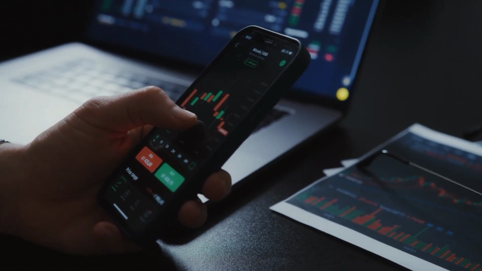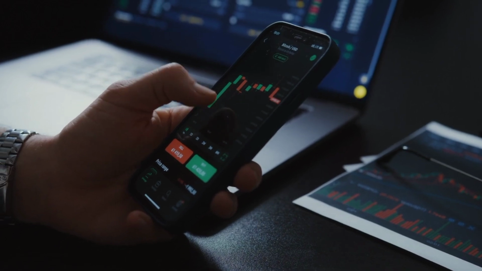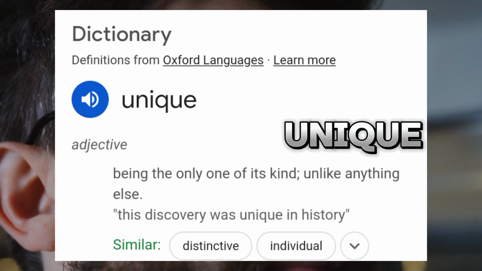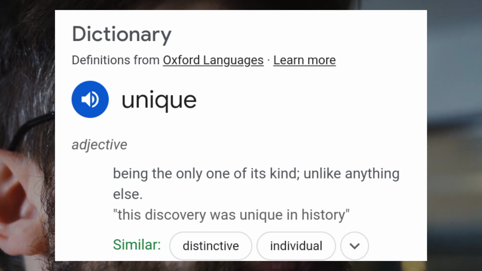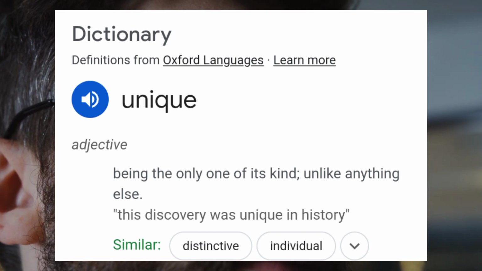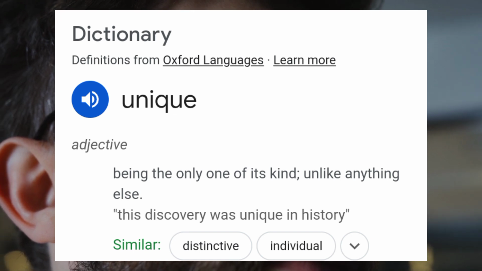When you look out for support and resistance zones on the chart, the first thing that should come into your mind is the word unique. The Oxford Dictionary defines unique as something or someone being the only one of its kind, unlike anything else. This gives you a hint into all you are about to learn in this video.